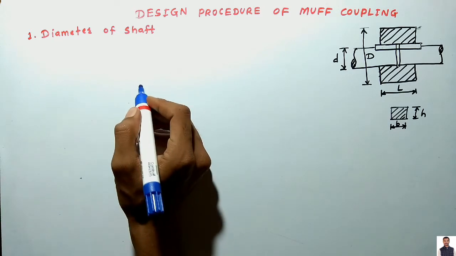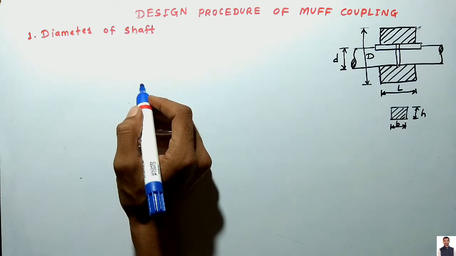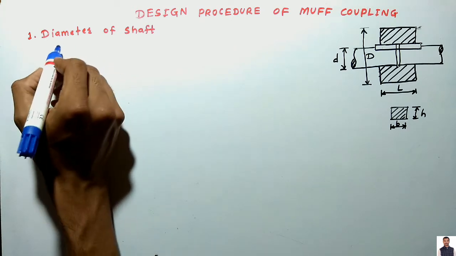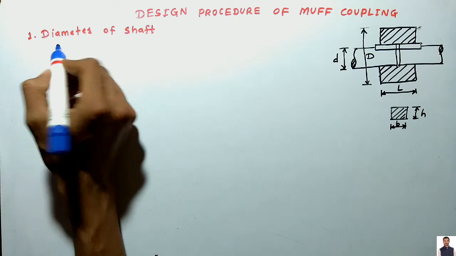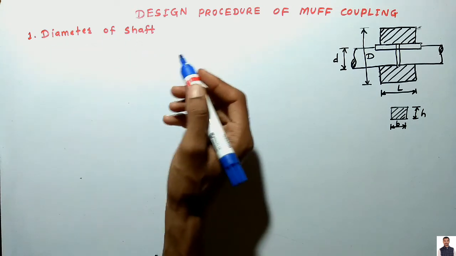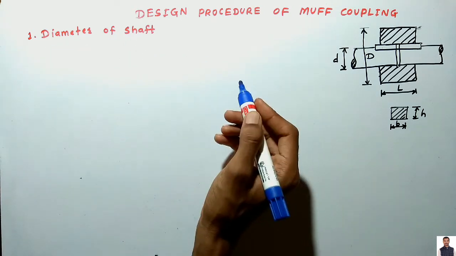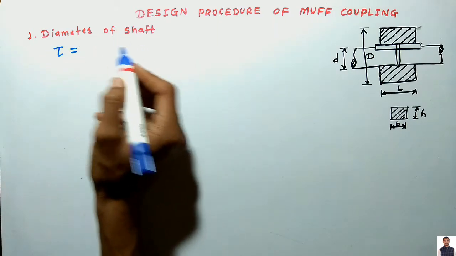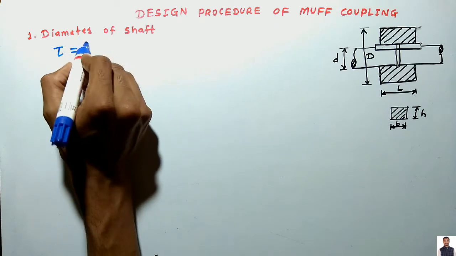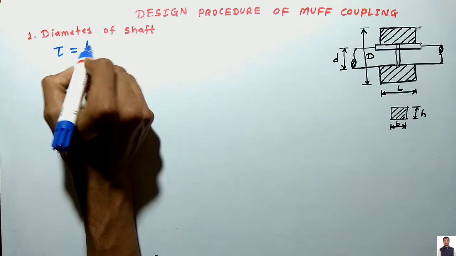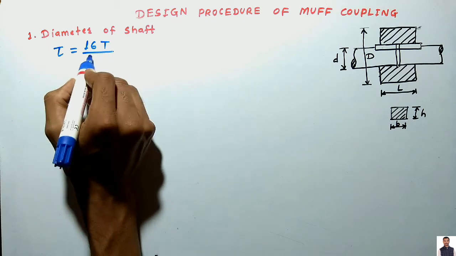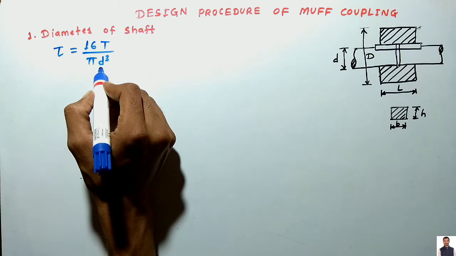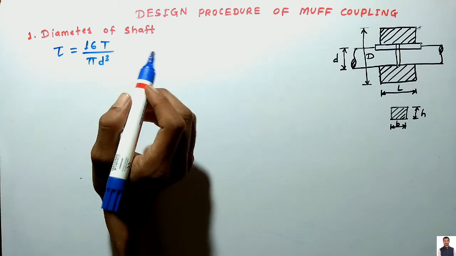By using the torsional shear stress formula. We know the torsional formula T divided by IP is equal to tau divided by R is equal to G theta by L, and from that equation, in design of shaft we have seen tau is equal to 16T divided by pi d cube. So from this equation you can find out d, that is the diameter of shaft.